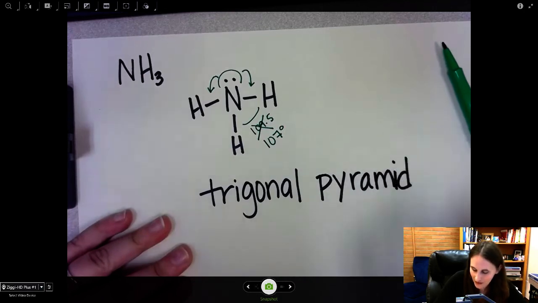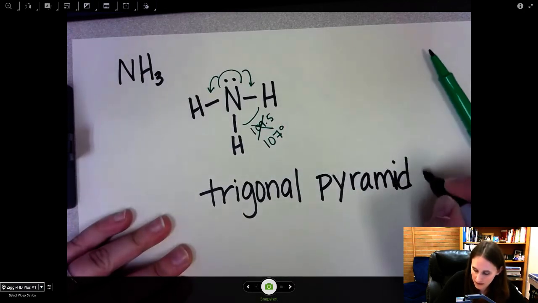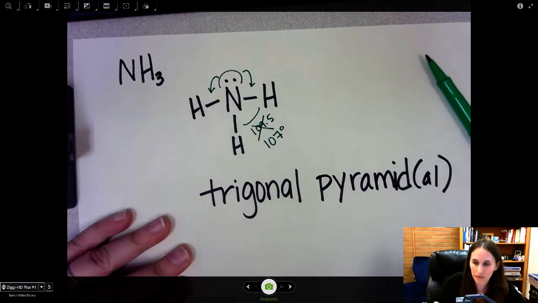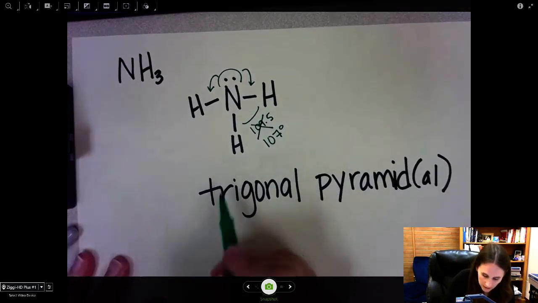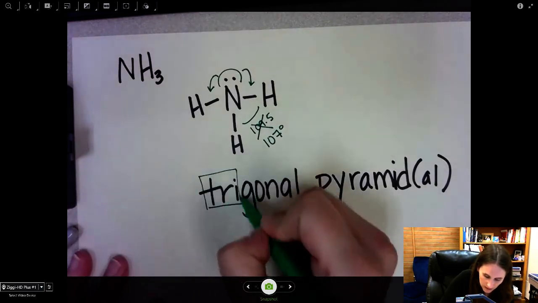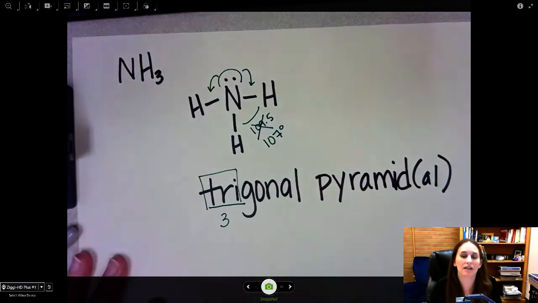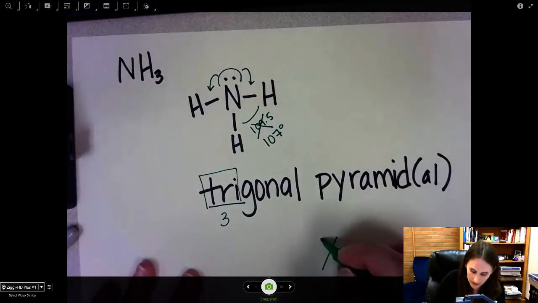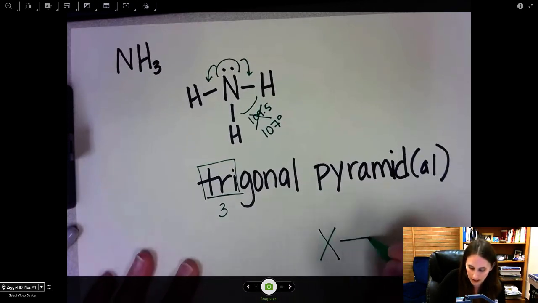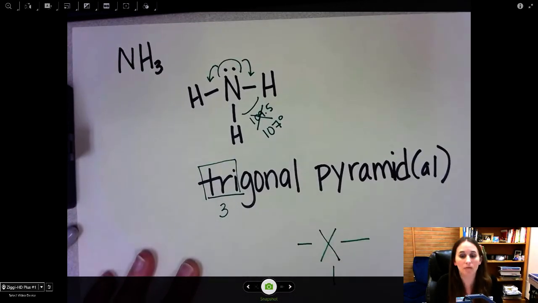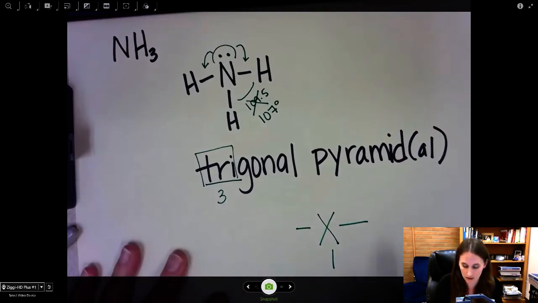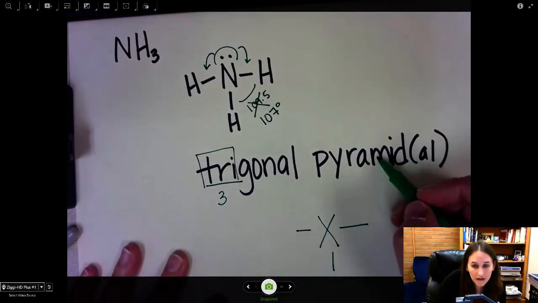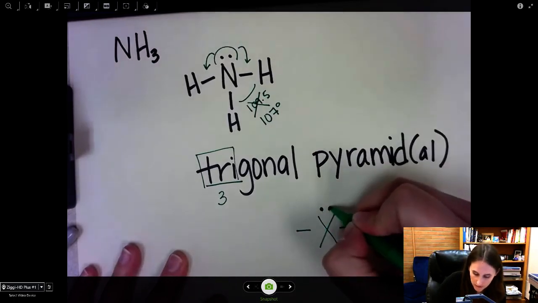Pyramid or pyramidal, and either one is fine. I'll put in little parentheses: pyramidal, trigonal pyramid. So the trig or tri comes from the fact that there's three things off the central atom. So we have some generic central atom, and then I should have three things bonded. And they could be single bonds or double bonds. It doesn't really matter. I'm showing single bonds in the structure. And then the pyramid comes from the presence of the lone pair.